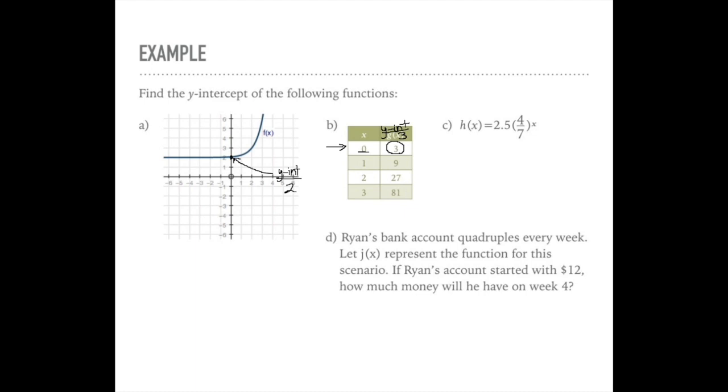If I have an equation, well, the a value is right in front, multiplied by the b. The a value is the same as the y-intercept. So for this one, my y-intercept is 2.5. And on a word problem, like the one we just saw, it is the amount of money that I start out with, which is $12. So my y-intercept is 12.